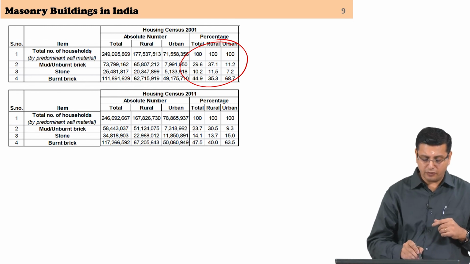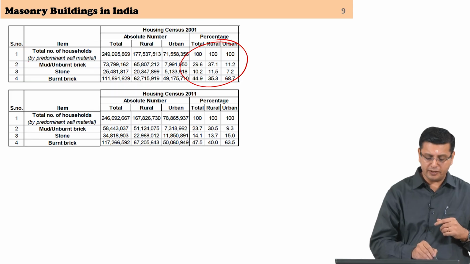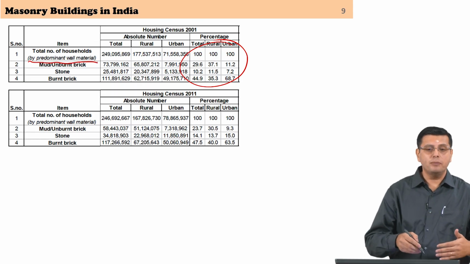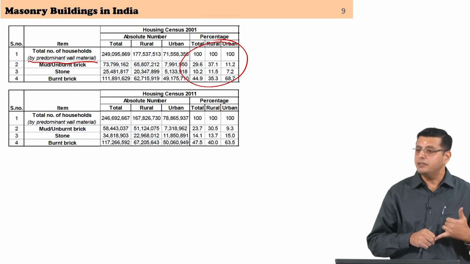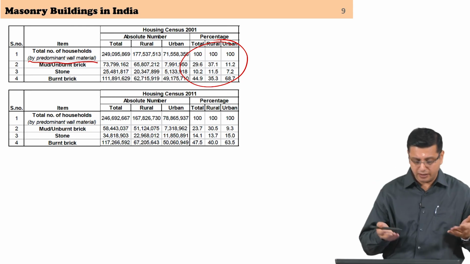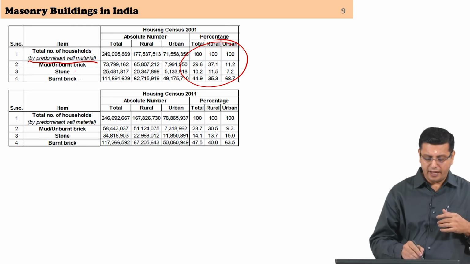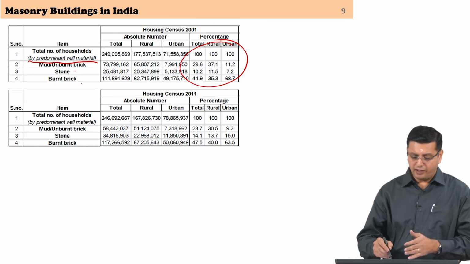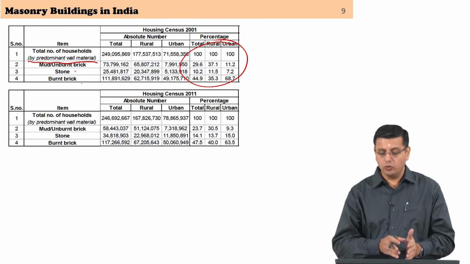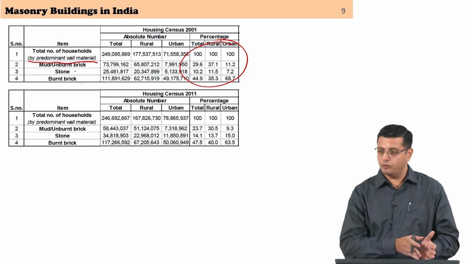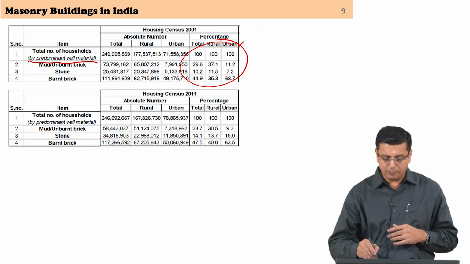So, total number of households by predominant wall material. The predominant wall materials examined here are mud or unburnt brick, which is not fired, sunburnt bricks, stone, and finally burnt clay bricks. Okay. The three categories that I am examining. You have total, you have rural, and you have urban. The rural plus urban will give you the total. Let us examine the percentages.